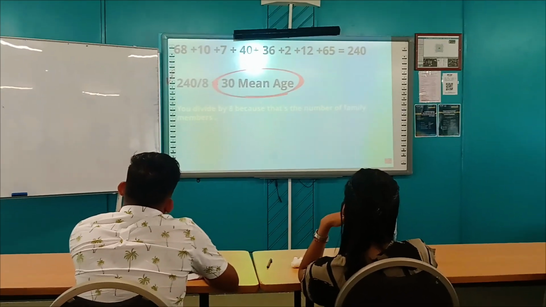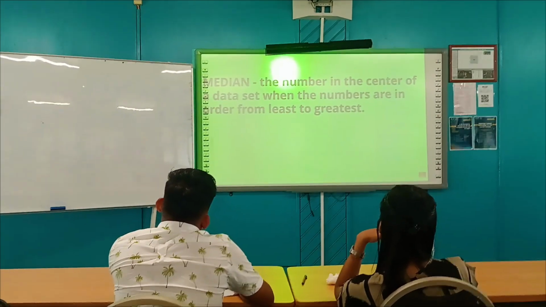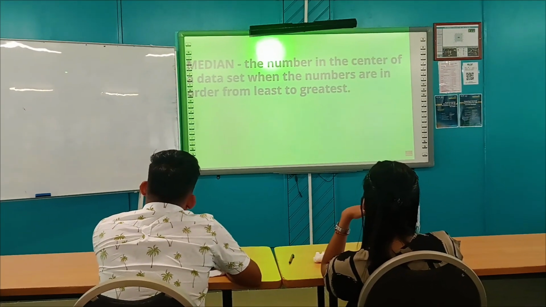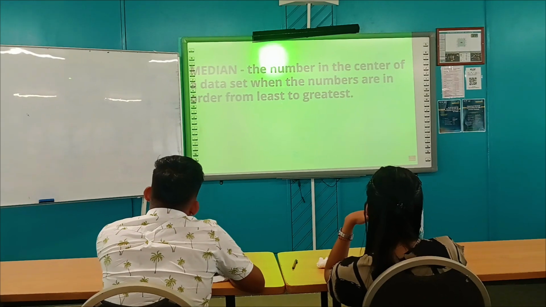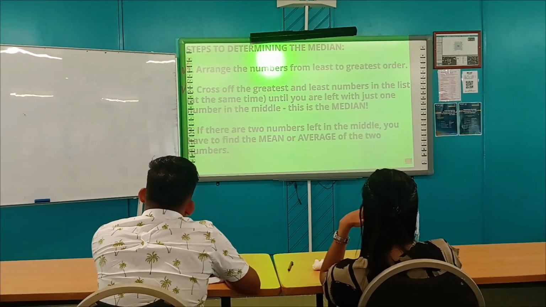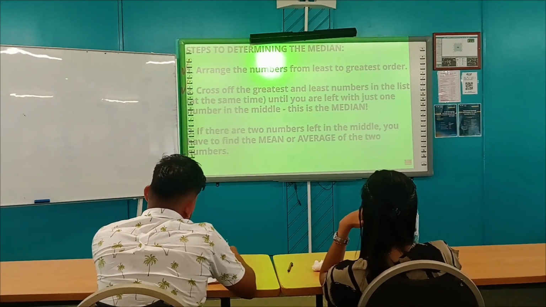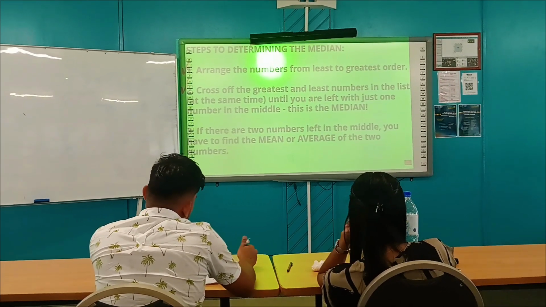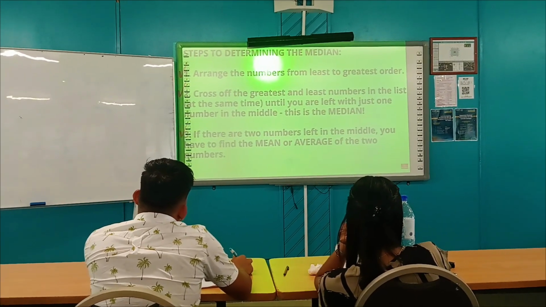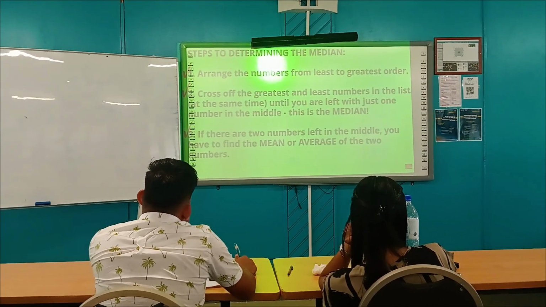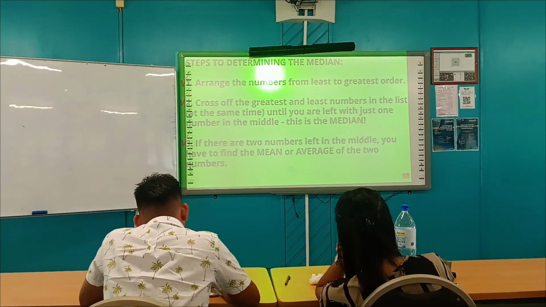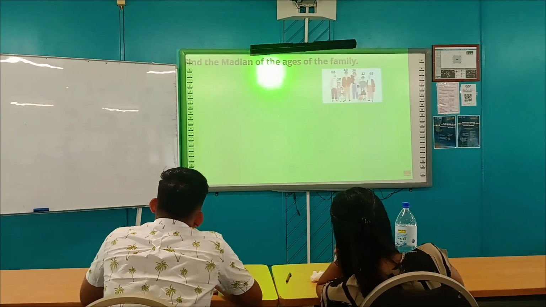Now let's look at the median. The median is the number in the center of the data set when the numbers are in order from least to greatest. Let's follow these steps. We're going to arrange the numbers from least to greatest. Then we're going to cross off the greatest and least numbers in the list at the same time until you are left with just one number in the middle. This is the median. If there are two numbers left in the middle, then you find the mean or average of the two numbers. So let's find the median of the ages of the family.